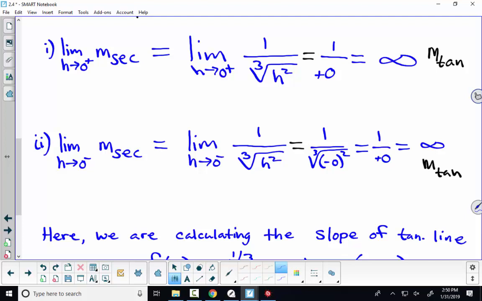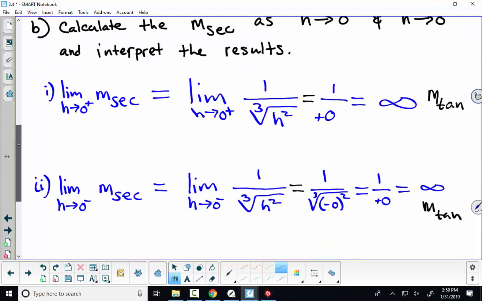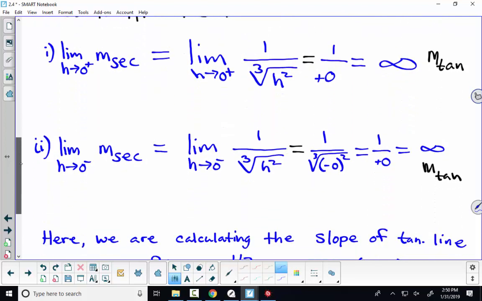So we've got the slope of our secant line described as 1 over the cube root of h squared. We're applying a limit to that, which automatically tells us we're describing the slope of a tangent line. So the slope of the tangent line on the function x to the 1/3, as we approach 0 from the left and from the right, is infinite. So what does it mean for a line to have an infinite slope? What kind of line is that? A vertical line is the only line that has an infinite slope.